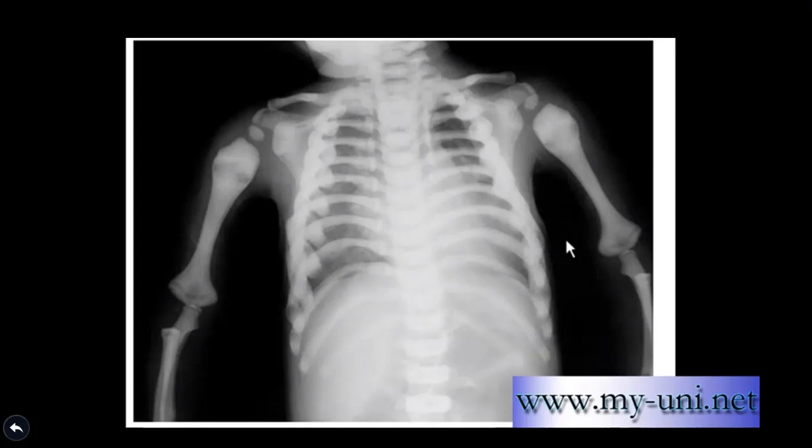There is a loss of corticomedullary differentiation. You cannot differentiate between cortex and medulla. The condition is known as osteopetrosis. The loss of corticomedullary differentiation is because of increased cortical thickening and medullary stenosis.